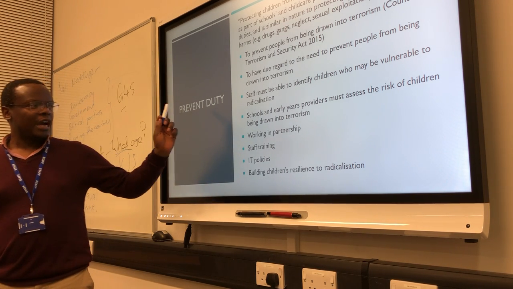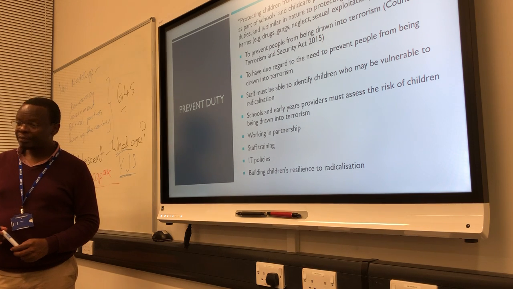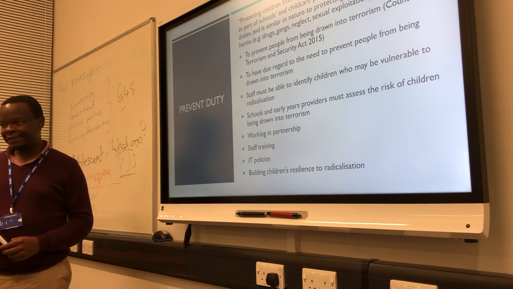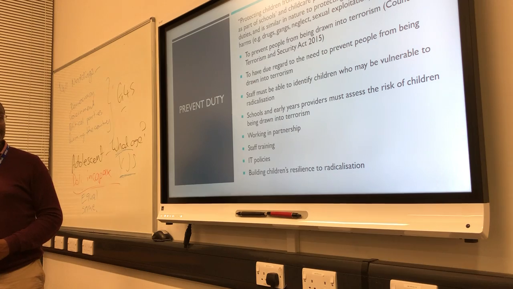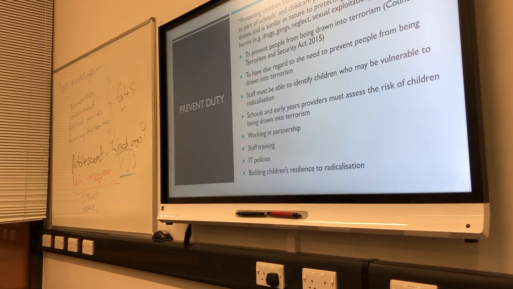And then there's this point: you must work in partnership with who? The parents, the local authorities, agencies like the police, so you know your local risks and your areas. Brilliant. Training, how often should you get the training? Annually. Is it enough? Annually, probably not, to be honest.